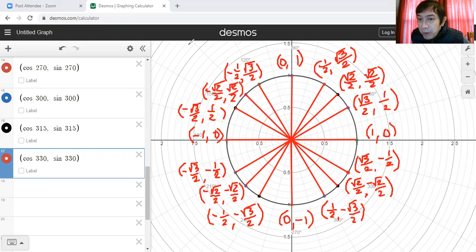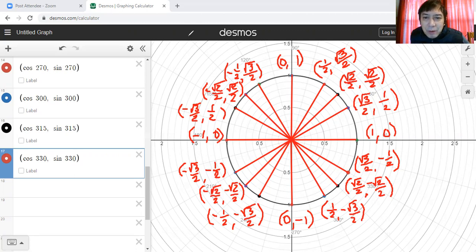Now we're in the fourth quadrant. The next will be 300 degrees, followed by 315 degrees, and then the last one is 330 degrees. And we're back to 0 degrees or 360. So these will be the important values of the cosine and sine of these special angles. Now, we can use this in our problem solving. And so we shall proceed to the problem set.